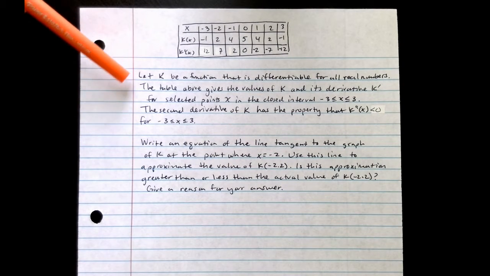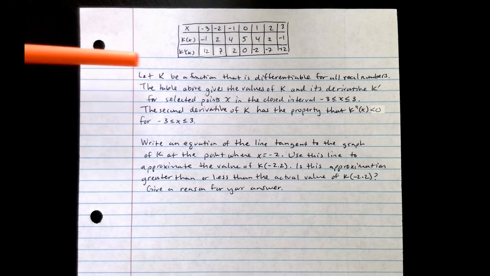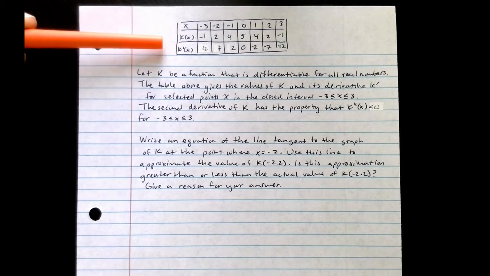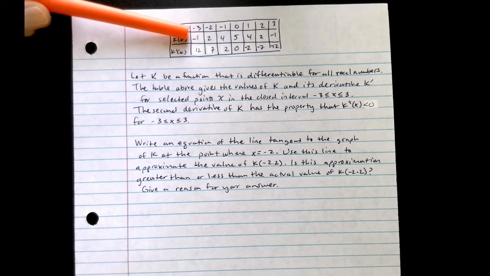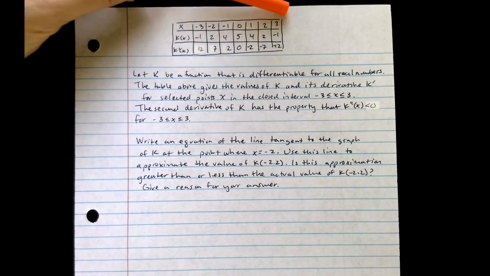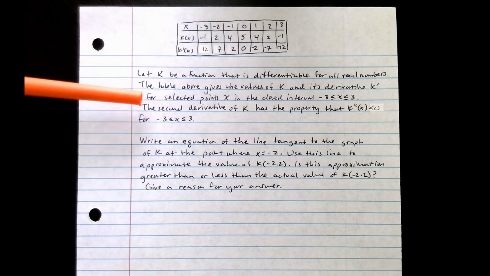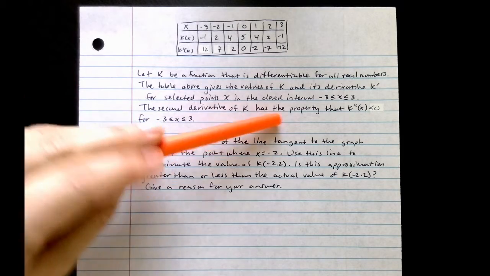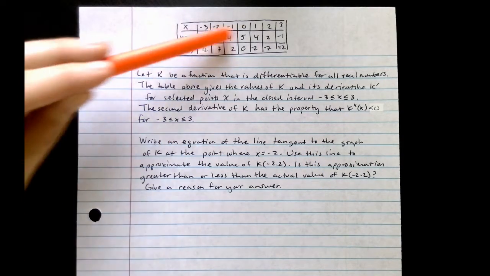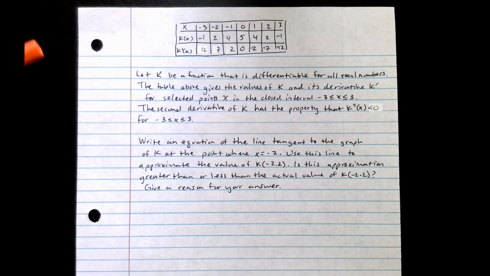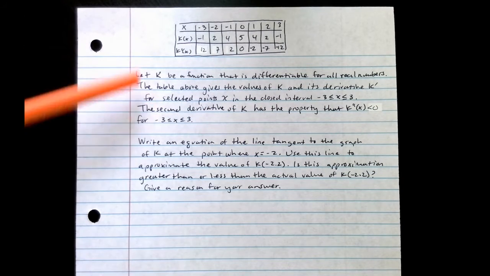Let k be a function that is differentiable for all real numbers. The table above gives the values of k and its derivative k prime for selected points x in the closed interval from -3 to +3. The second derivative of k has the property that k double prime is less than 0 on this closed interval. Okay, all right, so this is the question stem. So this is setting the scene of our problem.